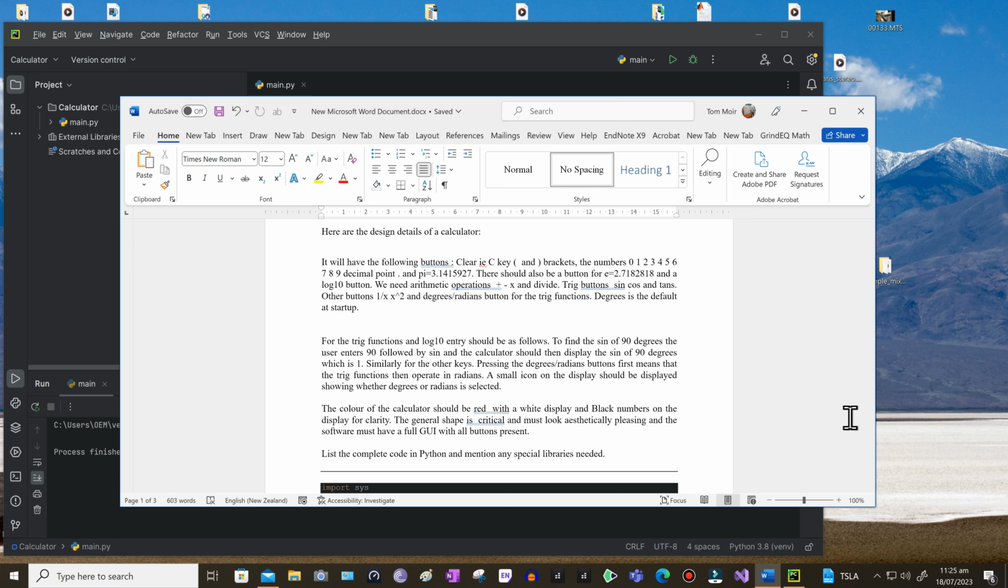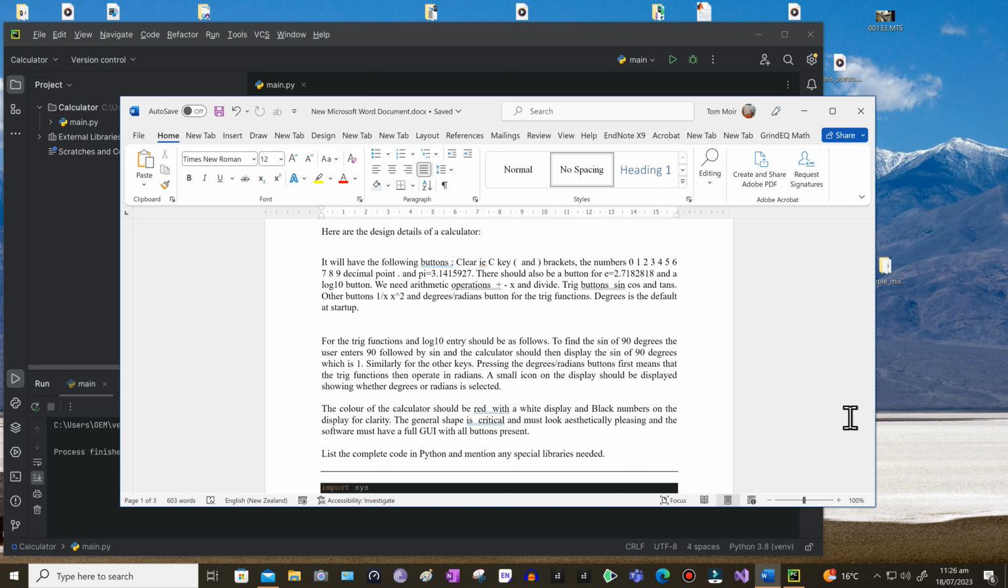So I put the following prompt. Here are the design details of a calculator. It'll have the following buttons: clear, brackets, and so on. The numbers 0 to 9. Decimal point, I made sure about that because it missed it out, so I just thought make sure it's in. Pi, E, that's Euler's number, 2.7182818, and a log 10 button. I didn't initially put log to the base E, but I changed that later.